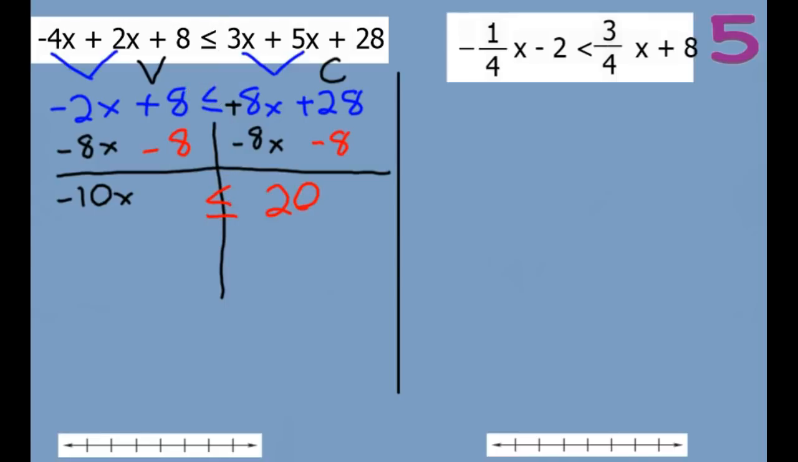Now, we need to divide by negative 10 to get x by itself, and divide by negative 10 over here. What we're left with is x. Now we divided by a negative number, so what does that mean? It means we have to flip our sign. So instead of less than, it becomes greater than or equal to. 20 divided by negative 10 is negative 2.